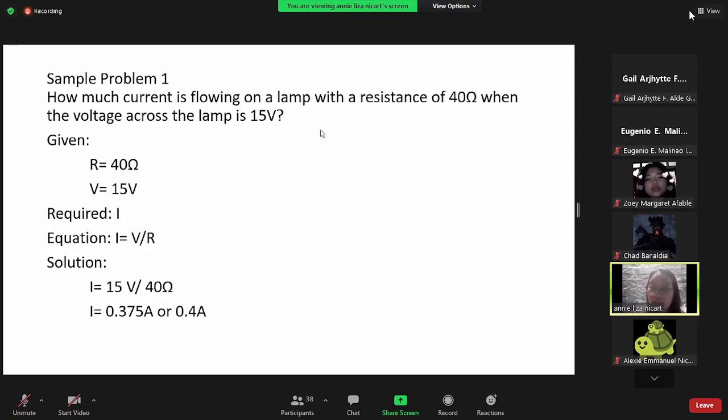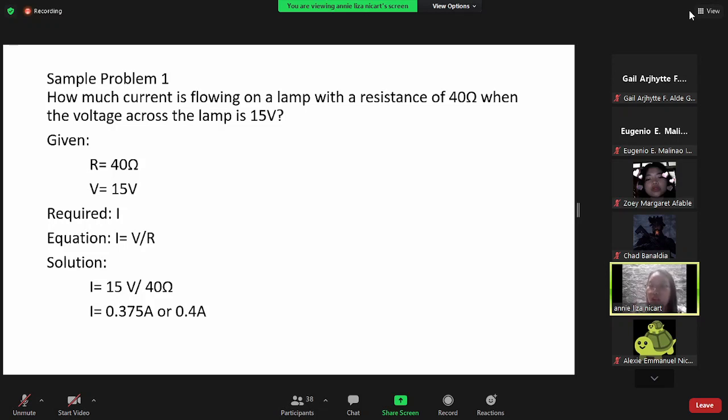Kasi tatlong problem solving ata yun, di ba? So yung dalawa, sagutan nyo na lang. Same yung process, pero yung equation, depende kung ano yung required by the problem, ha? Nandun naman lahat yung equations ng Ohm's law.